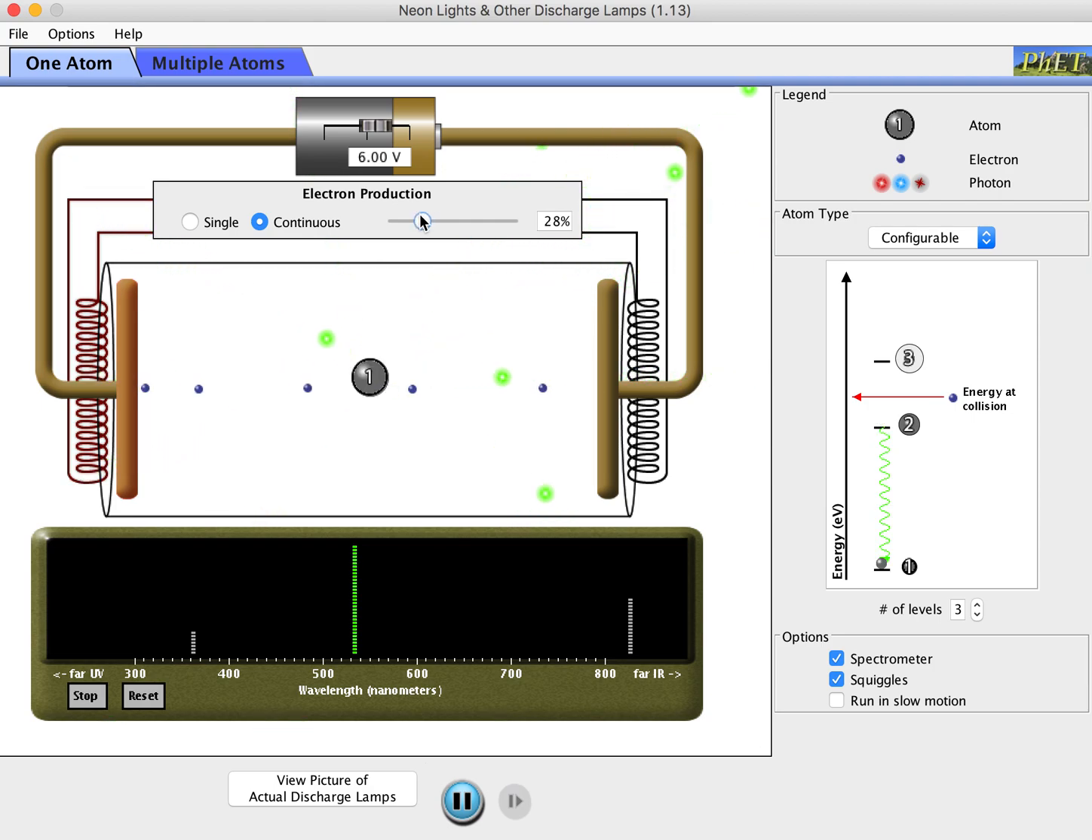The statement, true or false: when a free electron hits an atom, the atom is always excited to the highest energy level possible. Well, let's turn this way down and test that hypothesis. So, slow pace of atoms, and I'm going to put the battery voltage up so that these electrons are hitting with more energy. Does it always go up to the highest energy level possible?